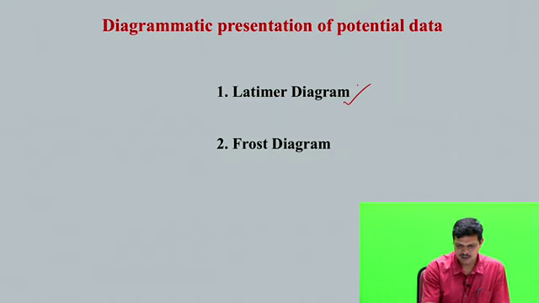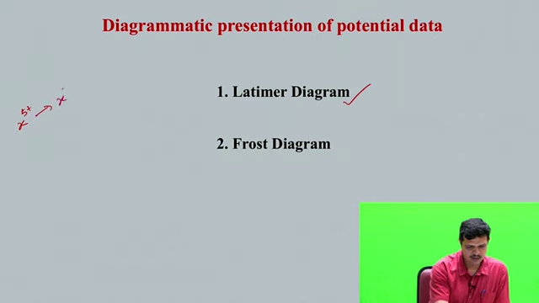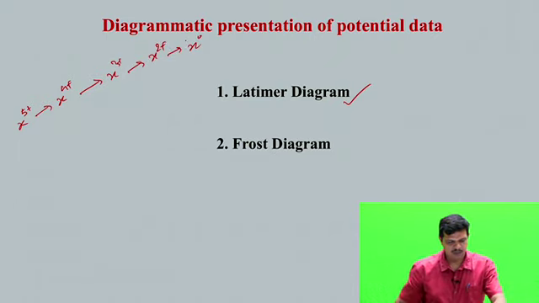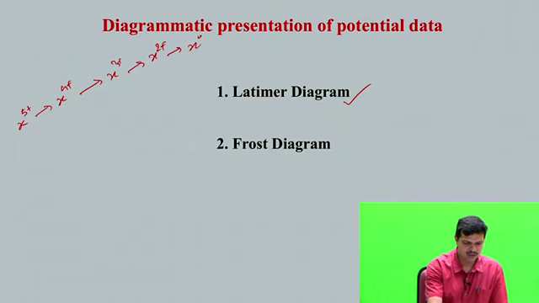Here you will see that the Latimer diagram is represented as a horizontal line. As an example, suppose X 5+, then X 4+, then X 3+ and X 2+, like that. For a particular species, the highest oxidation state will be on the left and the lowest oxidation state will be on the right, and in between you will see some digits, for example 1.5, 1.0.